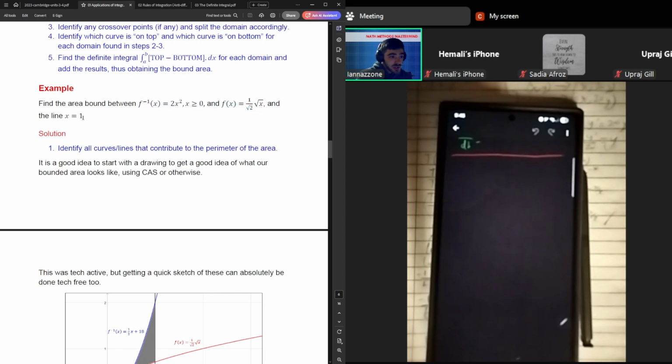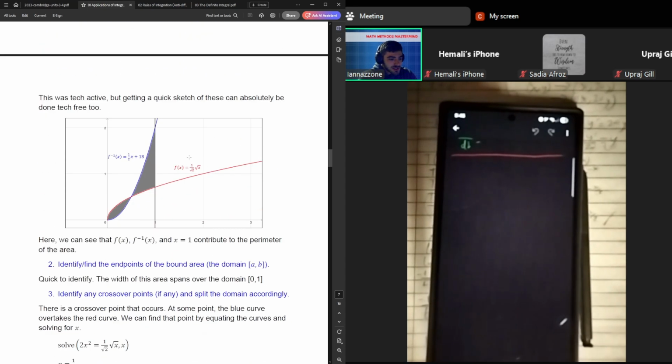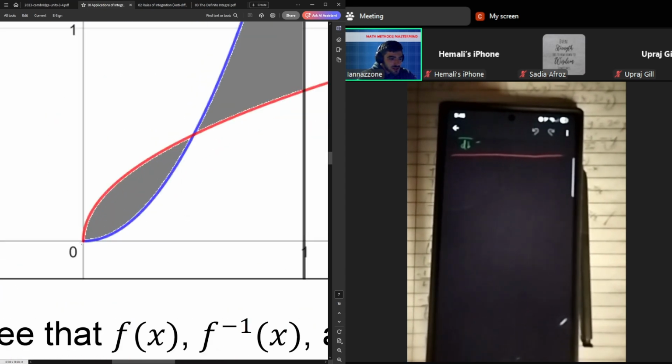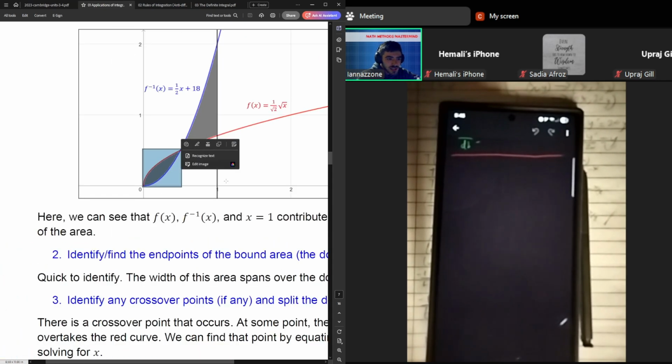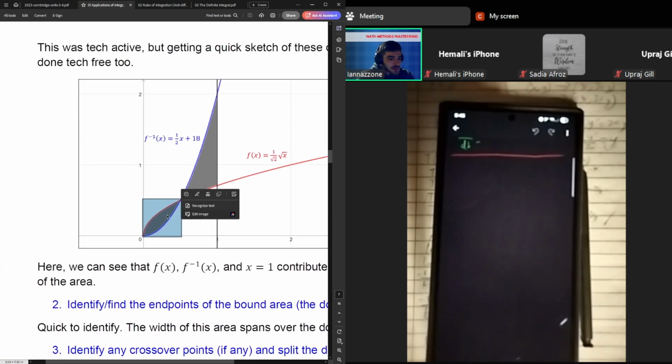So we have our two functions and the line x equals 1. That's a pretty important part. If it was just bound by the two functions, it would be talking about this area here. However, because the line x equals 1 is also mentioned, we're actually looking at all of this, all that grey area there.